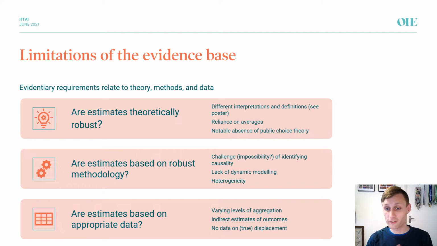So with the notion of evidentiary requirements in mind, we dug into the research. We figured that for the evidence to be used in policy, the theory, the methods, and the data used should be clear and robust. So these are the issues that we considered. Considering the theory underlying these studies, we see that there's inconsistency in how researchers define the metric that they're seeking to identify. And here's another good opportunity for me to plug our poster in which we try to set some of these out. A consistent issue is the reliance on averages. There's little consideration of what it actually means for policy to support the correct decision on average.